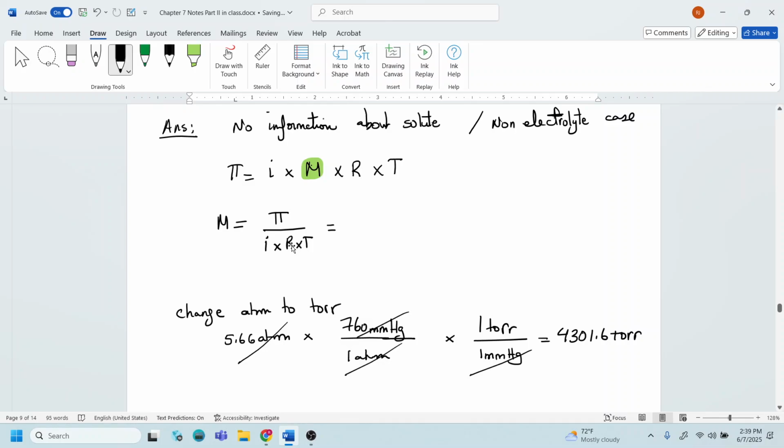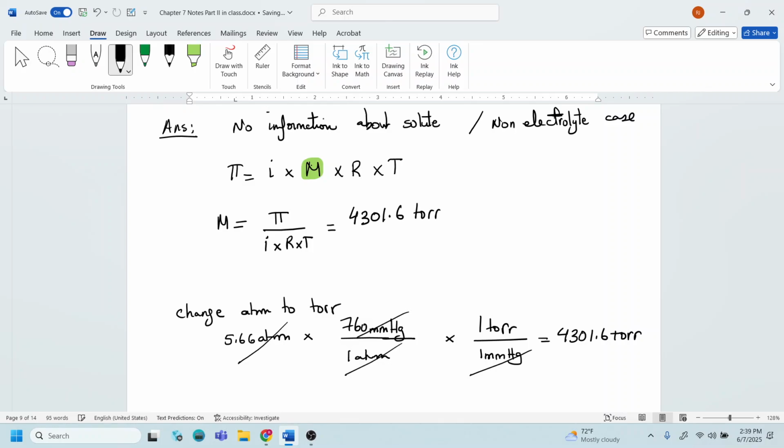Okay? The reason why I changed the osmotic pressure into torrs is because I want to use the R in torrs. You could have kept it in atmosphere and used the R in atmosphere. So just pay attention to whichever R you are using, okay? Anyway, you're going to get the same answer in there.